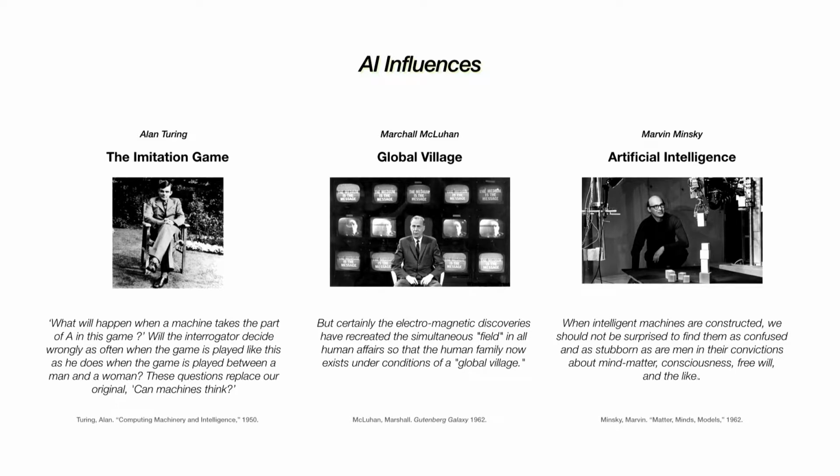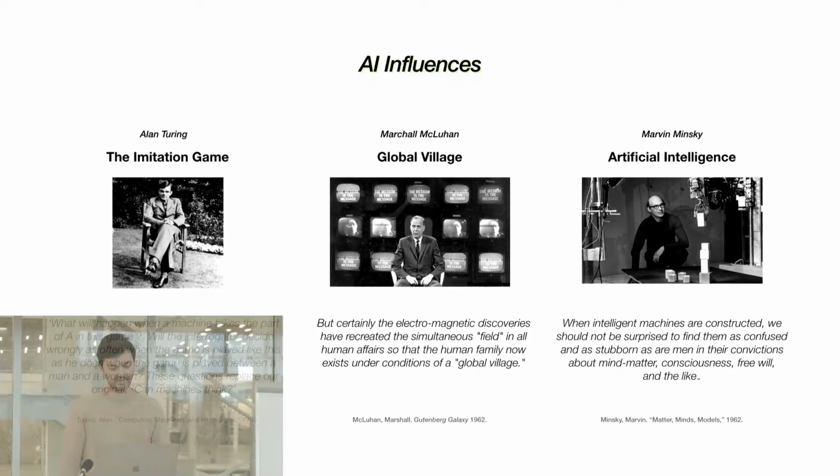And then a decade later, in 1962, Marshall McLuhan wrote a book called The Gutenberg Galaxy. You have probably heard of it. It was an iconic book. And he coined a term called the global village. He used this term to describe the immediacy of the world, which brought the whole of mankind together through communication technologies. And it seemed like society was a gigantic electronic brain or computer. So I quote him: "But certainly the electromagnetic discoveries have recreated the simultaneous field in all human affairs so that the human family now exists under conditions of a global village." So it's already 1962.